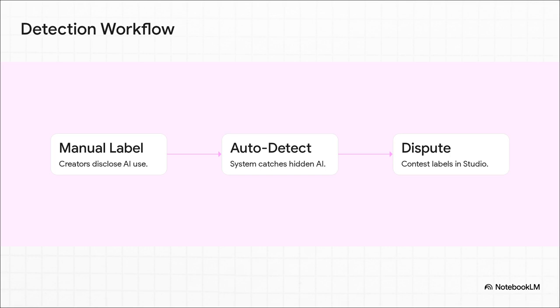However, no automated system is totally perfect, right? Which brings us to Step 3, the dispute process. If a creator feels their strictly human-made footage was somehow wrongly flagged by the AI detector, they've got a built-in appeals process to contest that wrongful label right inside their YouTube Studio dashboard.